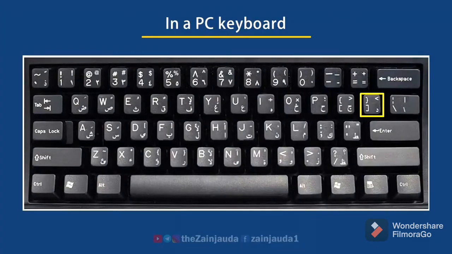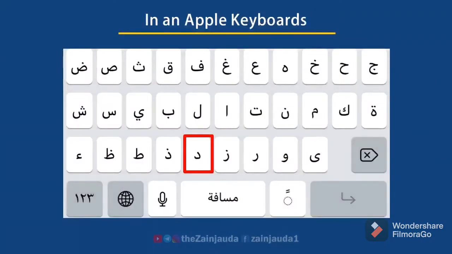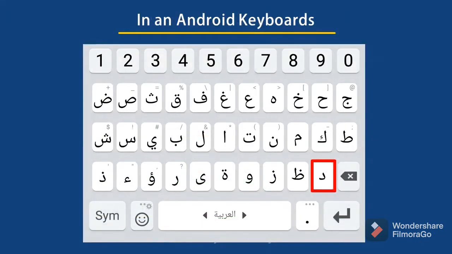Now let's see where to find it on a keyboard, and as I promised, let's find out where to find it on a phone keypad as well. On a keyboard, dal is found with the larger than key. On an Apple keypad, dal is in the middle of the 3rd row, just above the space. By the way, it is called masafa. On an Android keypad, dal is the first letter to the right of the 3rd row.